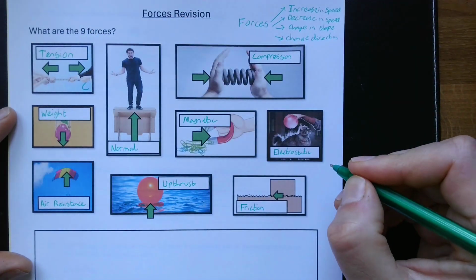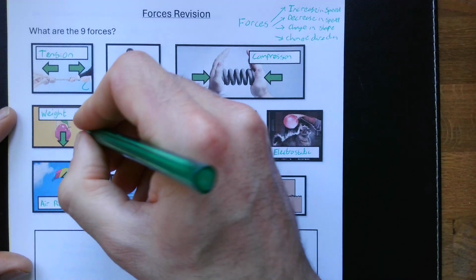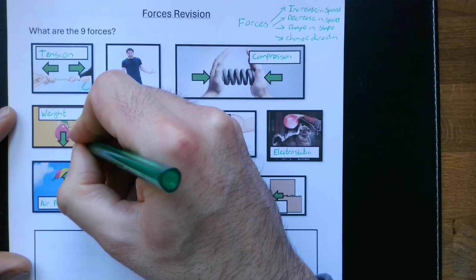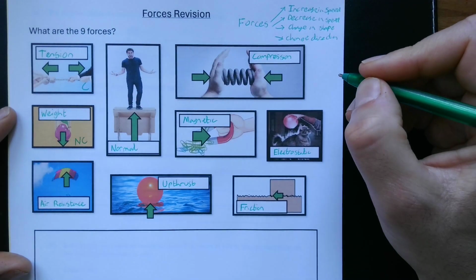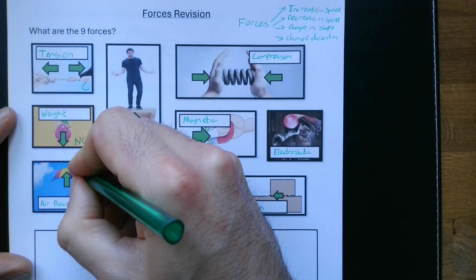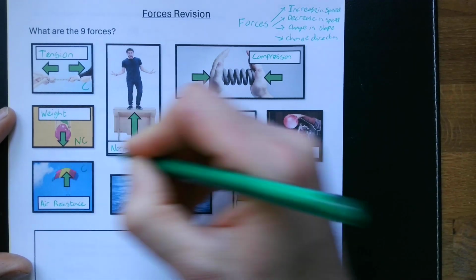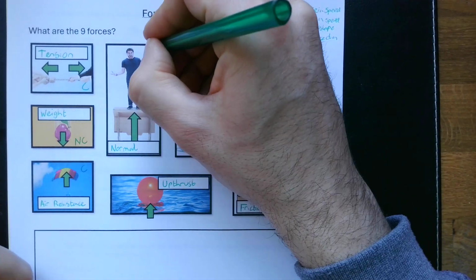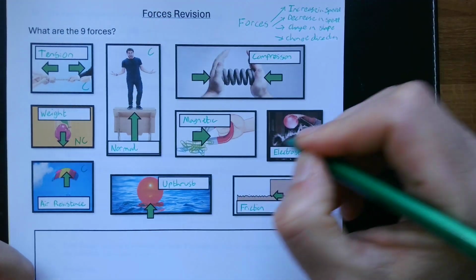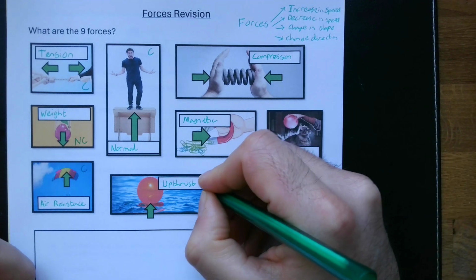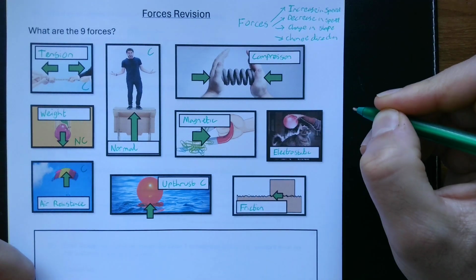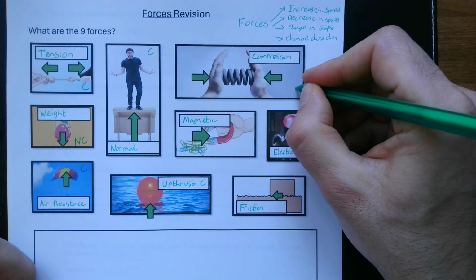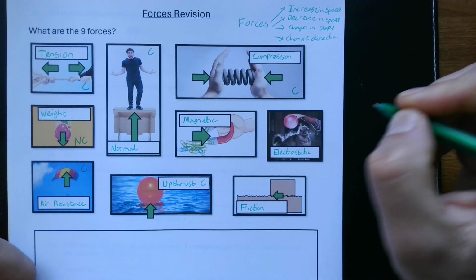Tension, you're having to touch the rope, so that's contact. Weight, you're not having to touch anything, so that's non-contact. Air resistance, you're touching the air, so that's contact. Okay. Normal, you're having to touch the table, so that's contact. Upthrust, you're having to touch the water, so that's classed as contact. Compression, you're having to touch the spring, so that's contact.